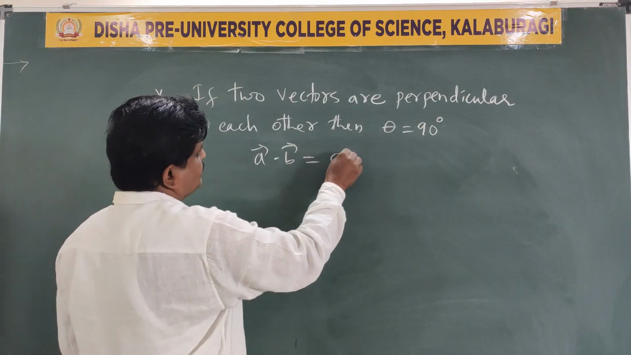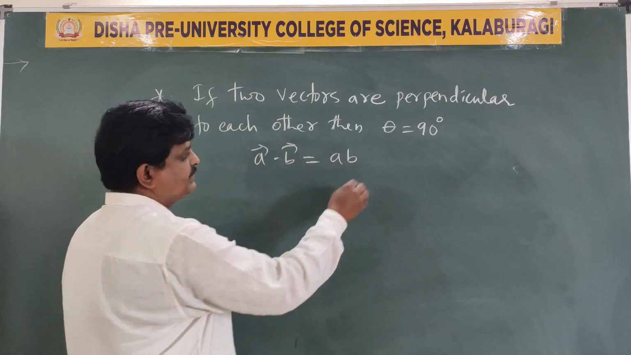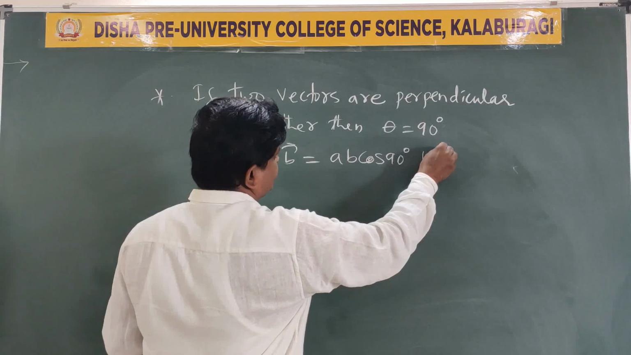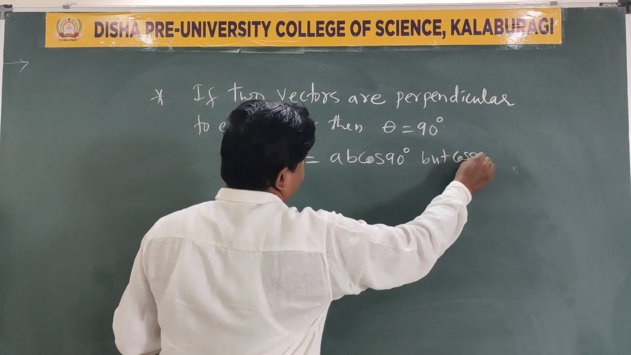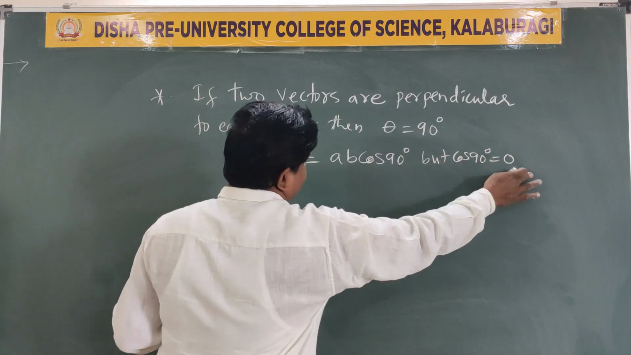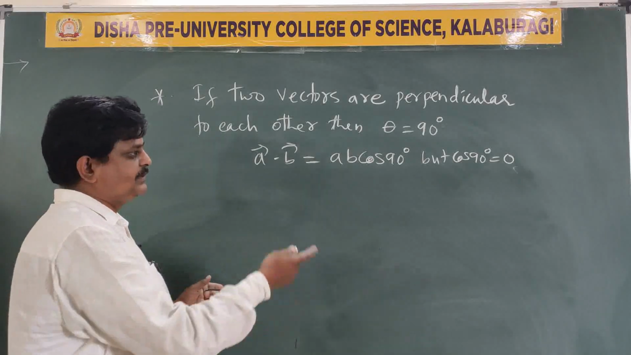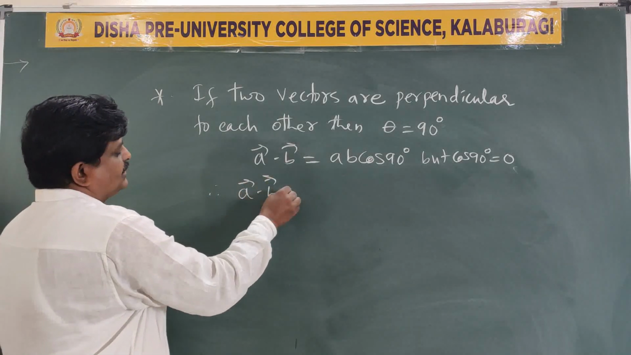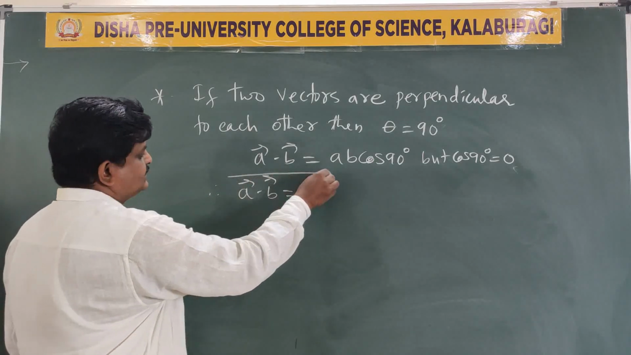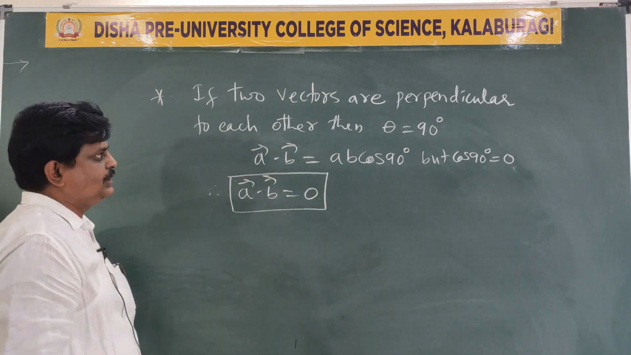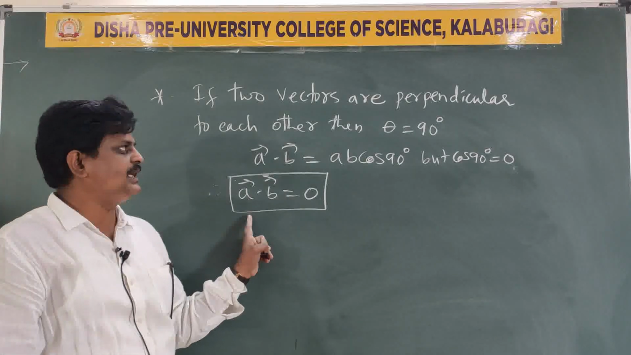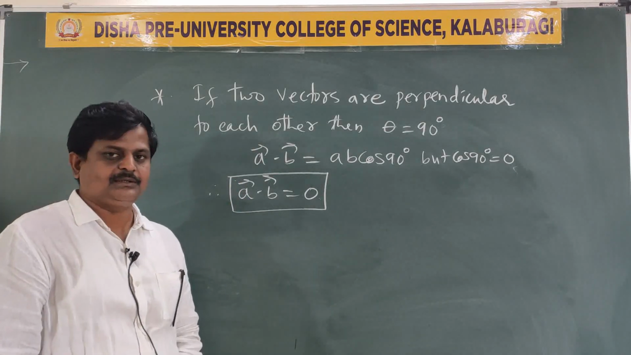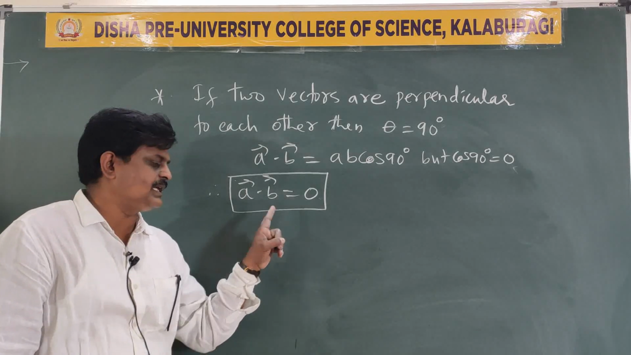A dot B is equal to AB, where A and B are the magnitudes of the vectors, cos of 90 degree. Anybody knows the value of cos 90 degree? Which is 0. A favorite number. Your favorite number. Okay, therefore, A dot B is equal to what? 0. See one interesting idea over here. Whenever you take two vectors perpendicular, you are getting their dot product as 0.